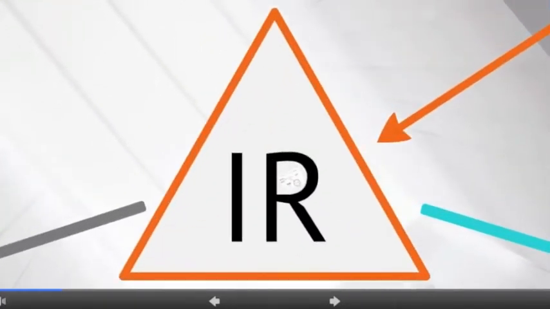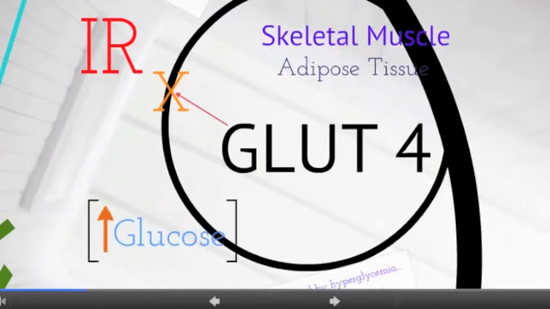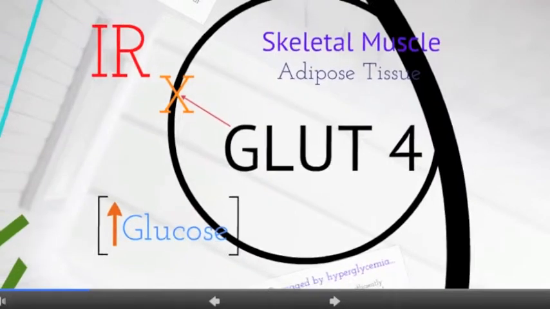However, insulin resistance in type 2 diabetes is a post-binding abnormality in which skeletal muscle and adipose tissue's normal response to insulin is interrupted. Consequently, glucose transporter 4 remains in the cell's intracellular compartments, which in turn causes an increase in the amount of glucose in the blood.